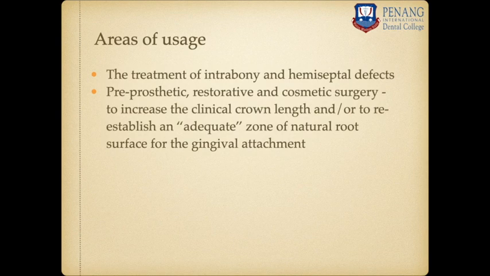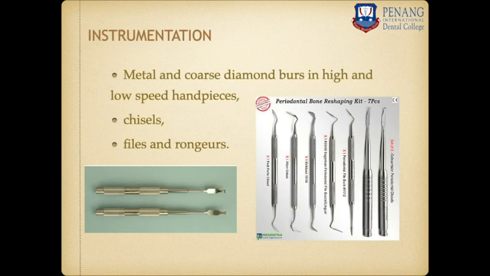So coming on to the surgical procedure steps. The armamentarium required for surgical procedures: as usual, we are going to have BP blade handles, periodontal elevators, and in addition to your regular surgical instruments, a metal or coarse diamond burr with a high speed or low speed handpiece, chisel, and files and rongeurs for cutting the bone.